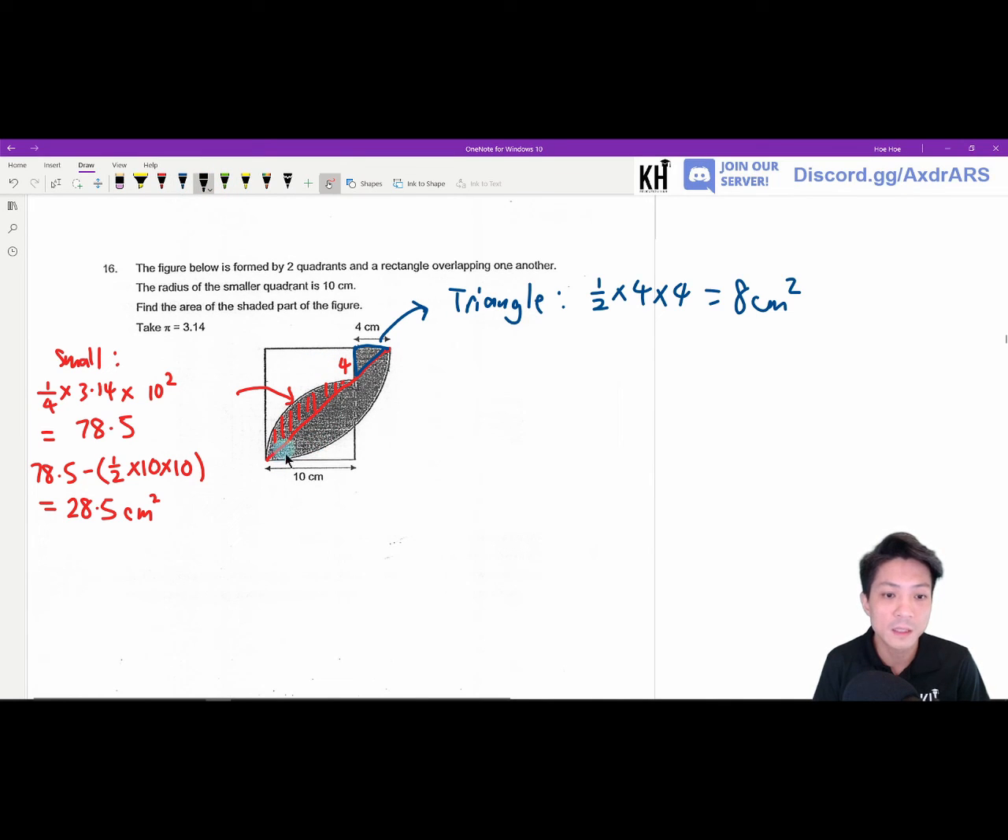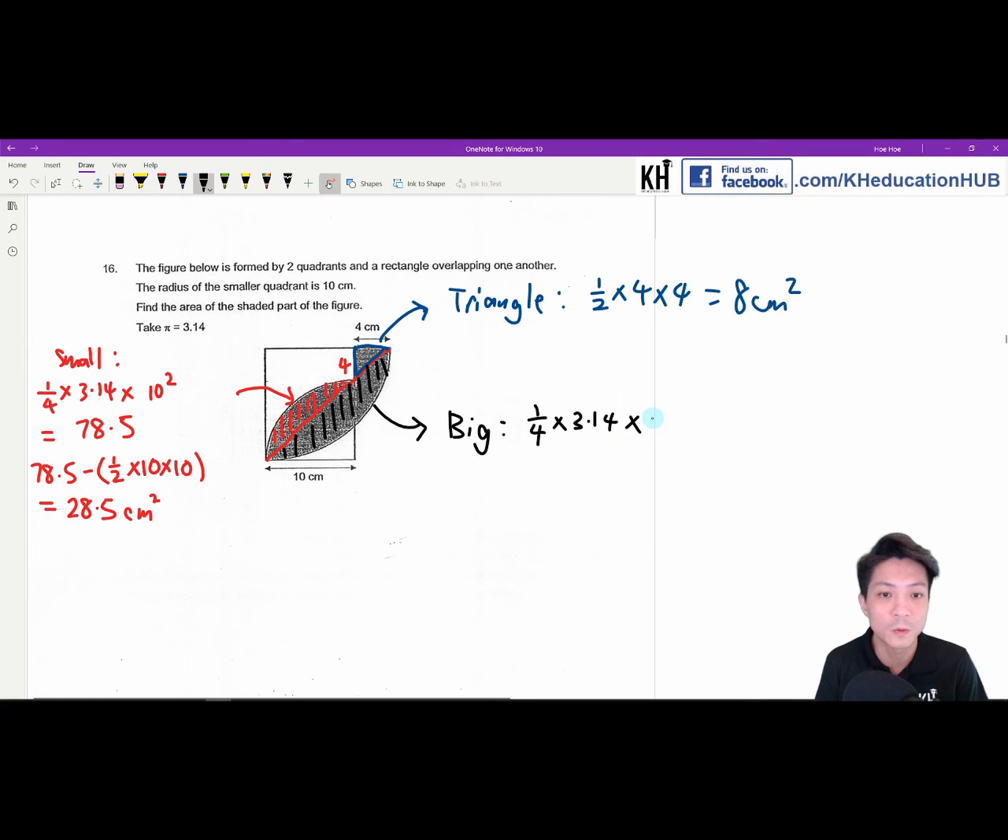Okay, then the last part is I'm gonna find the area of this big quarter circle. Same thing, I'm gonna use a quarter times pi r square first, 3.14. The radius of the big quarter circle is 14. This is gonna give me 3.14 times 14 square, and then I divide it by 4.